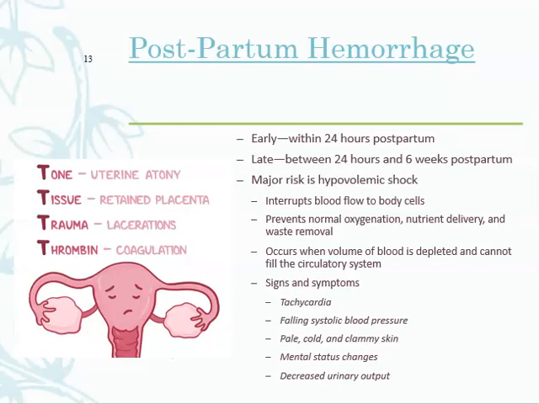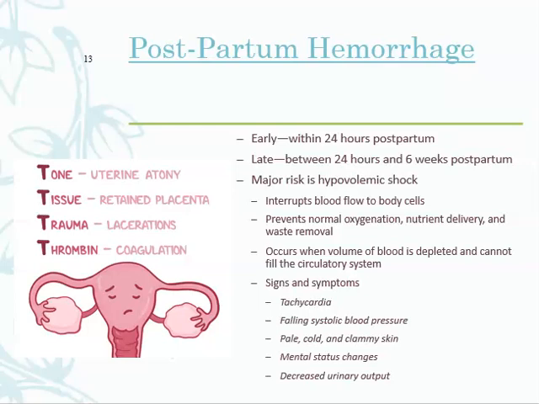So when we're looking at postpartum hemorrhage, it can be classified as either early hemorrhage or late hemorrhage. Early being within the first 24 hours, late being any time after that up to 6 weeks during that postpartum period. And this can be when they go home. A lot of times the common cause of late postpartum hemorrhage has to do with retained placental fragments.